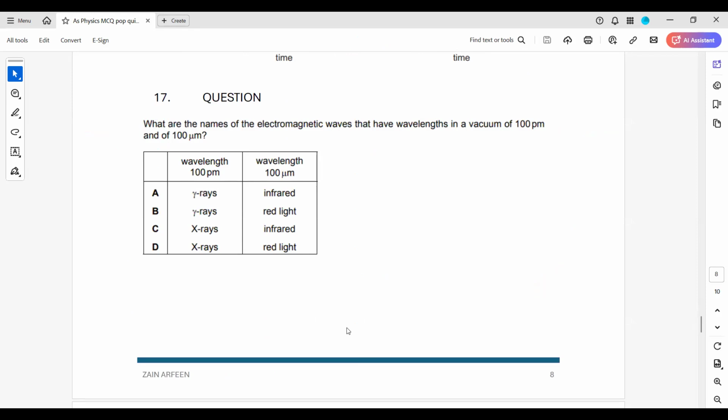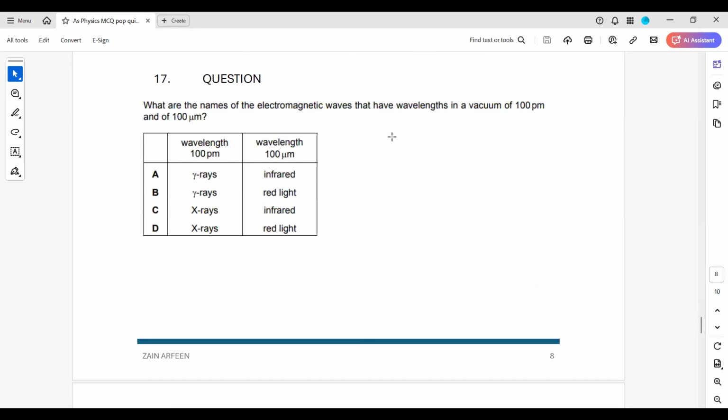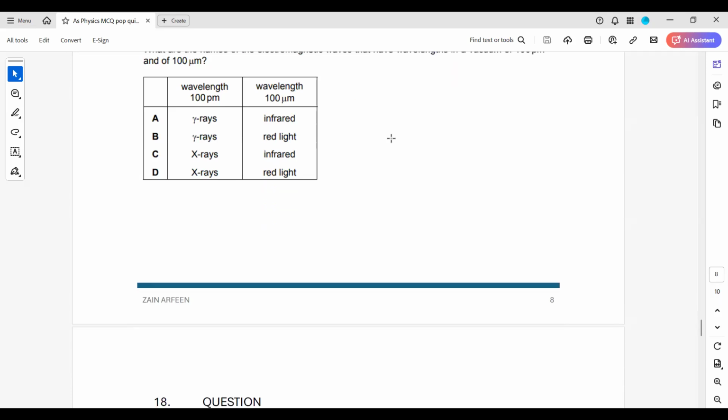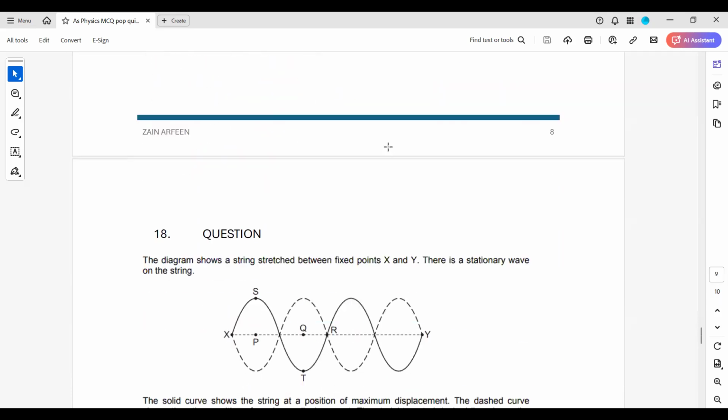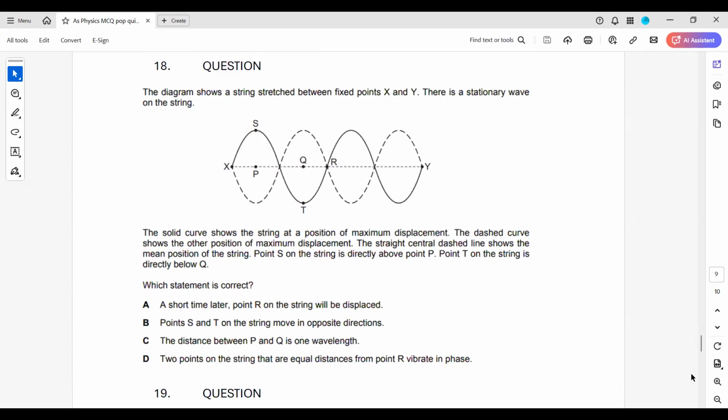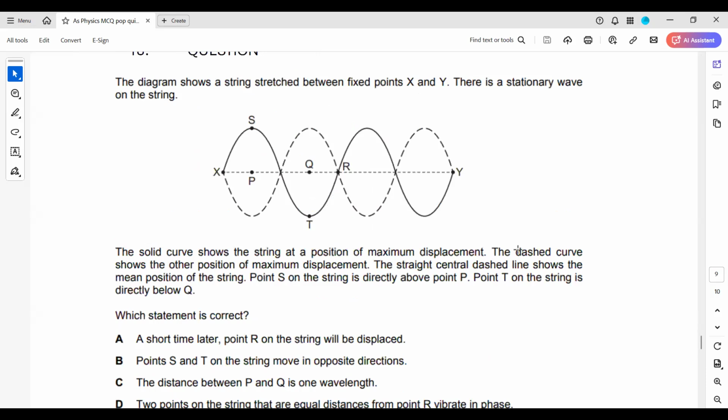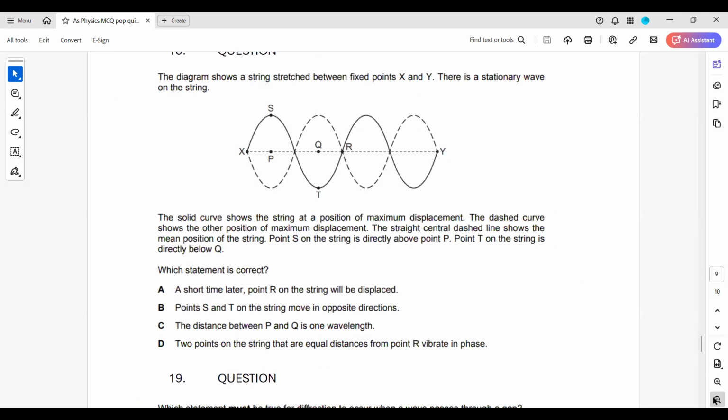So in question 17, any doubt? Question 17 is related to the names, and you have to learn the order, like I mentioned, the wavelength order, to answer this. Question 18, any doubt? Question 18, a standing wave is shown. Questions 18 and 19.